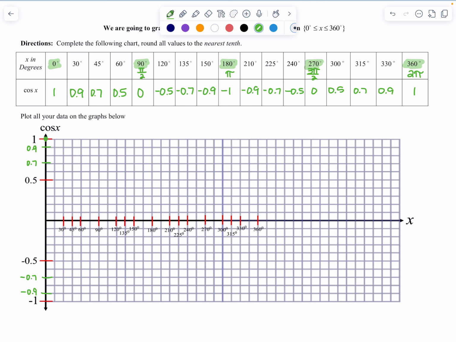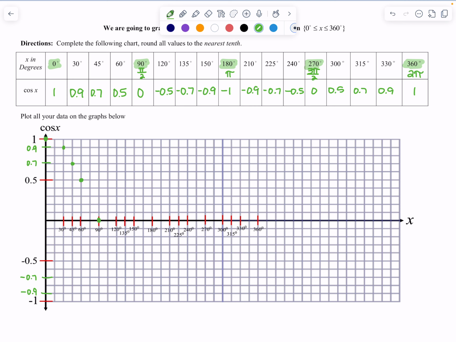Okay, so cosine is going to come down from there. So it's going to go to 0.9 at 30, 0.7 at 45. Cosine of 60, if you remember from the chart, is 1/2 or 0.5. Cosine of 90 is 0. Now we go beyond 90, so now we're into quadrant 2 angles. We know cosine is negative in quadrant 2.